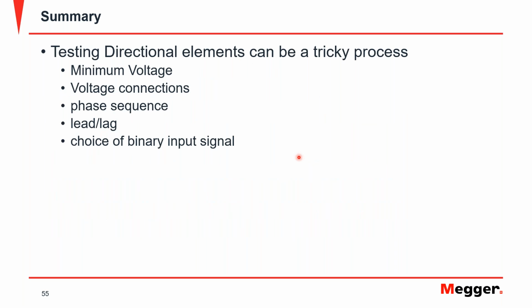It can be a tricky process testing directional elements. You have to consider things like minimum voltage, the voltage connections. Remember, if it's Y, open delta, the type of connection that you have, the phase sequence. I had a call a couple of days ago where someone was trying to get the sequence components, and they saw that the magnitudes that they were injecting were apparently in their mind correct. But in reality, what happened was that they had an ACB instead of an ABC. Those are things that affect directionality very much. A different phase sequence tells you that the power is running in a different direction.